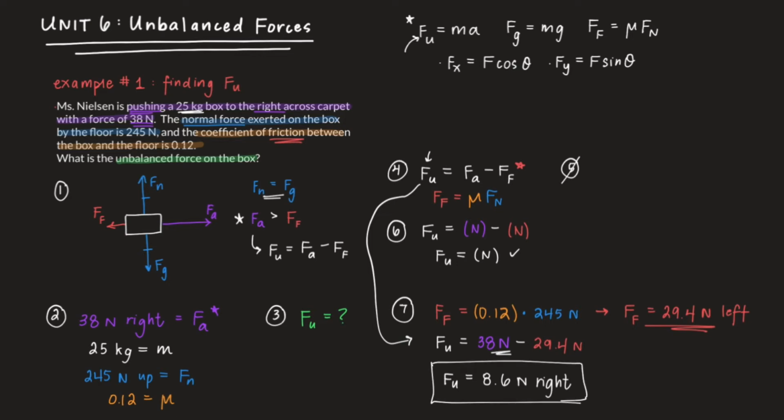And that is our problem. Again, we didn't use a specific equation to find the unbalanced force. We just wanted to find the difference between the two forces in the tug of war. Because we knew our applied force had to be bigger than the force of friction, otherwise the box wouldn't even be moving, right? So we had to find what the difference between those two forces was. That's our unbalanced force.